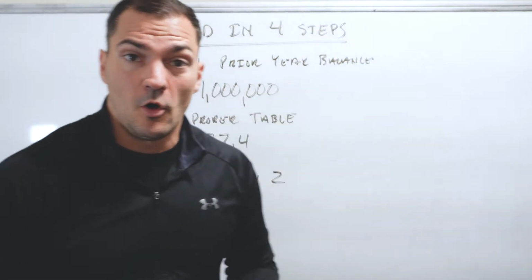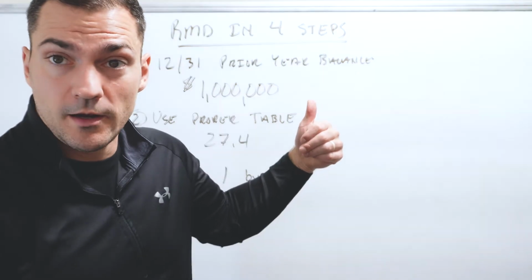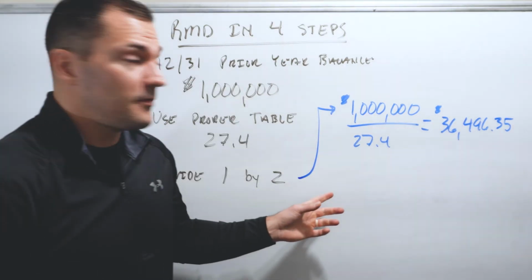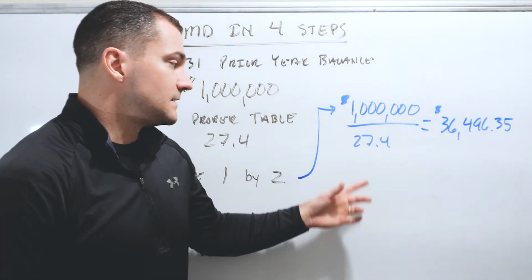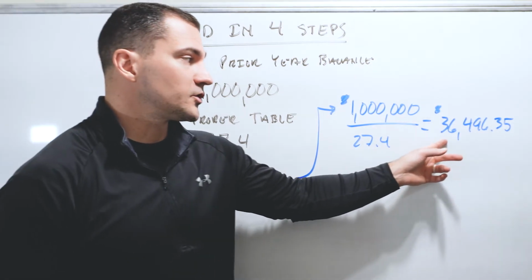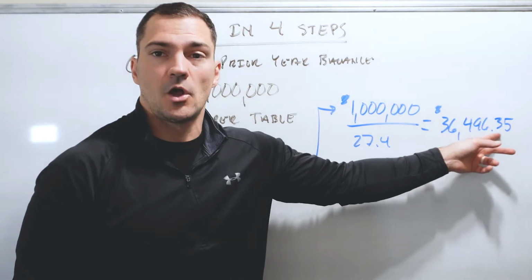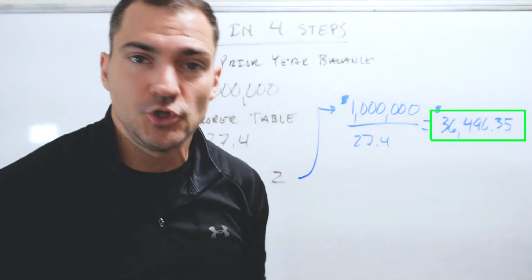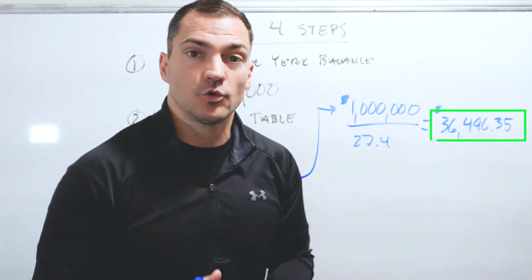Step 3 is very simple. To find the amount, we're going to divide 1 by 2. An example of that is right here: $1 million divided by 27.4 equals $36,496.35. This is the amount that you have to take out in 2022.